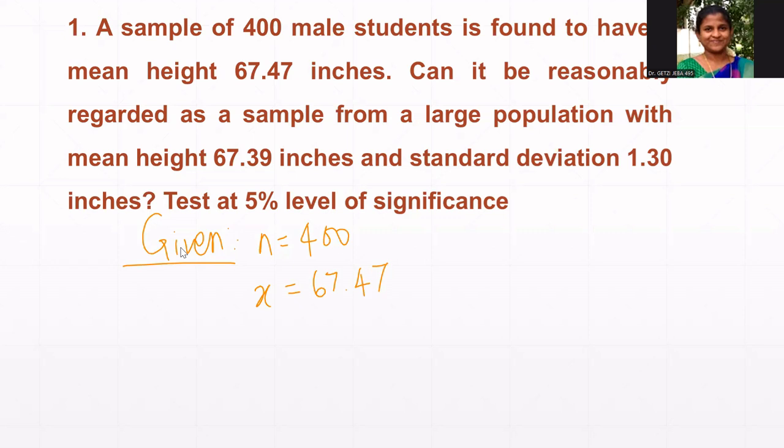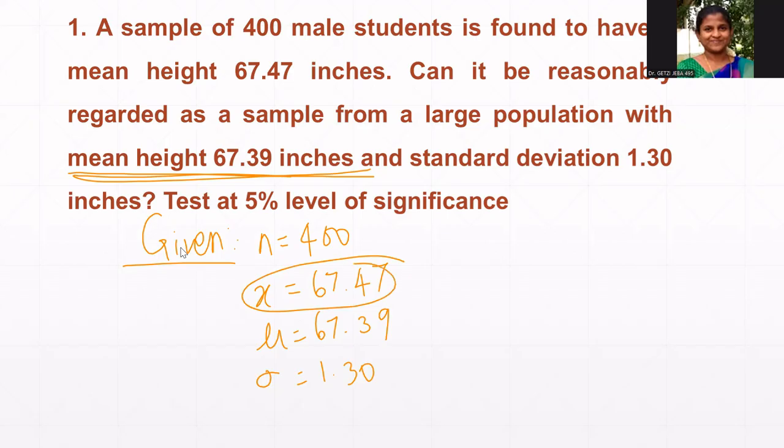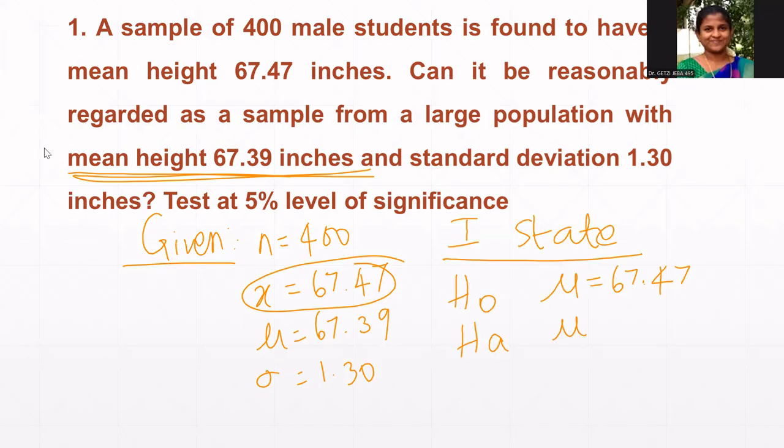Then, can it be reasonably regarded, can that sample value be accepted? For example, the population mean mu they have said as 67.39 and the standard deviation observed is 1.30. So they are asking, can this value be accepted? Can I accept for 400 students? Can we say that the mean is 67.47? So first, initially this.